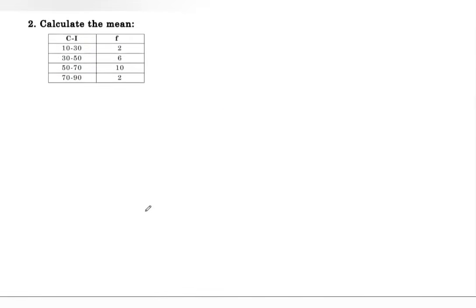Now moving to the next question, calculate the mean of the following data. Very important 3-mark question for the exam. To calculate the mean of the data, we need to find out the class mark X. Class mark X is the sum of lower limit and upper limit divided by 2. That is 10 plus 30 is 40 by 2 is 20.